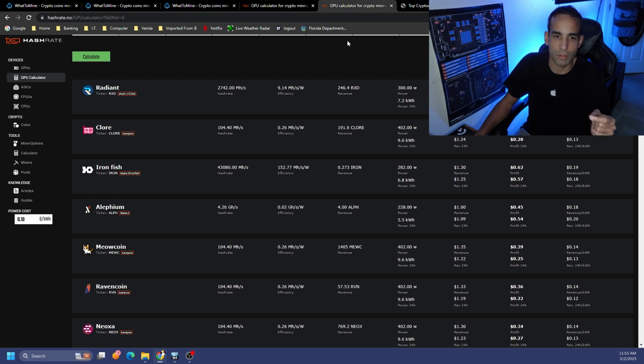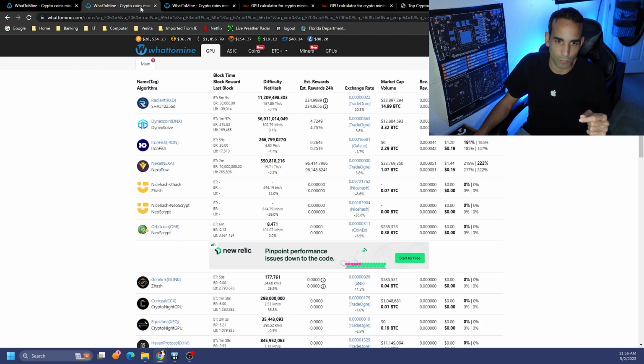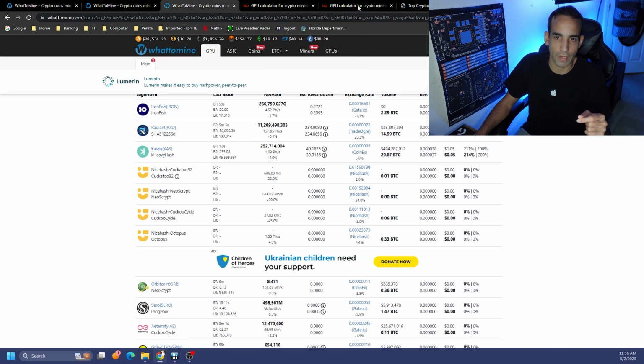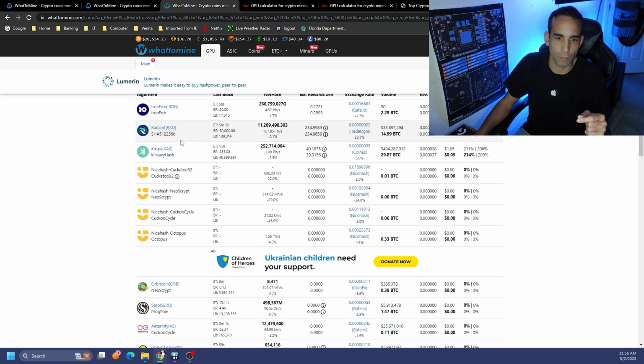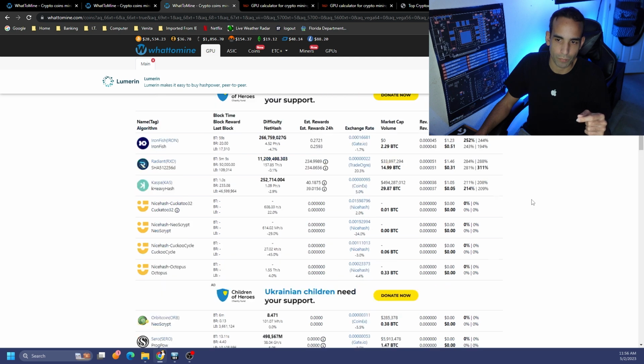And then on the AMD side of things, same thing, right? If I switch between them, it's basically the same thing. The top three is Radiant, Core, Ironfish, whether you're NVIDIA or AMD. And then obviously after that, it changes a little bit depending on the card you have. Whereas What to Mine is similar, but for AMD they're a little bit different, right? So Radiant, Ironfish, Core, Alphium, but it has Ironfish, Radiant, and Caspa. And Caspa has been doing really well.